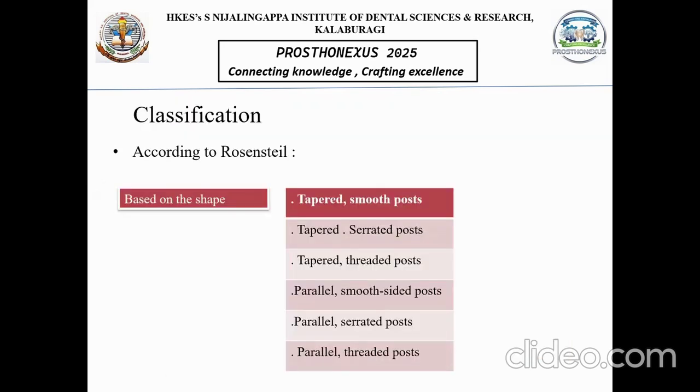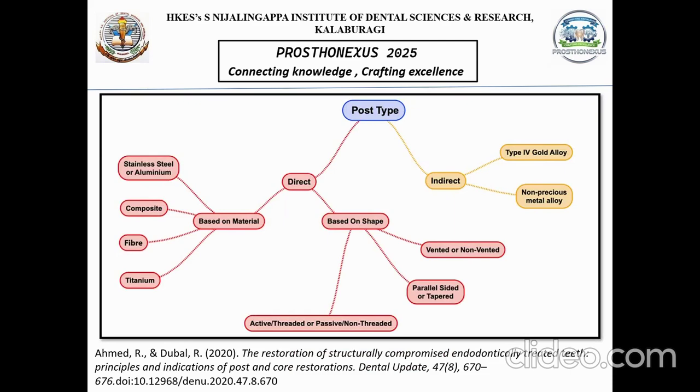What is the classification? According to Rosenstiel, when we speak of posts, based on shape we have different types. It is tapered. In tapered, we have smooth, serrated and threaded posts. Then parallel-sided: smooth, serrated and threaded posts.